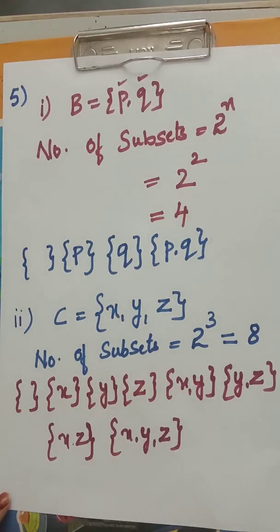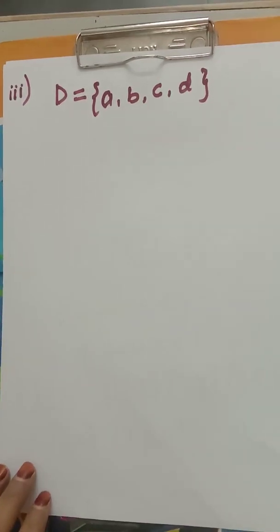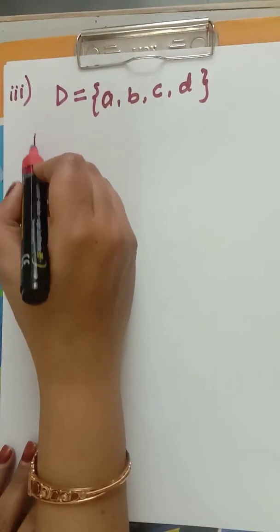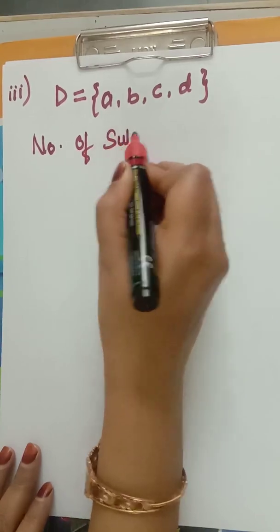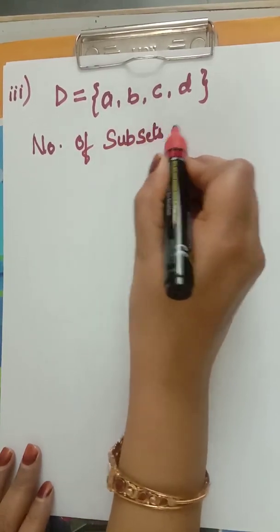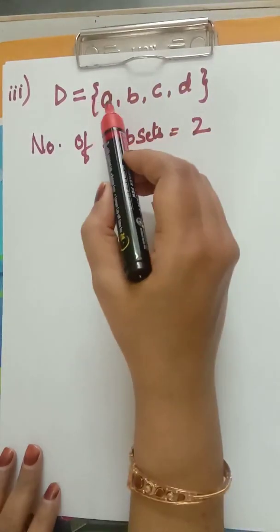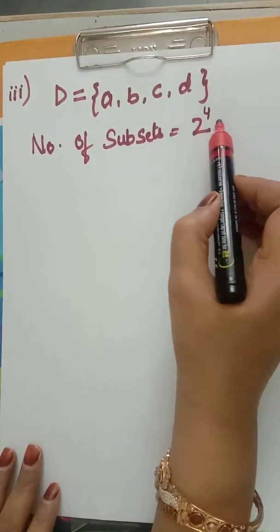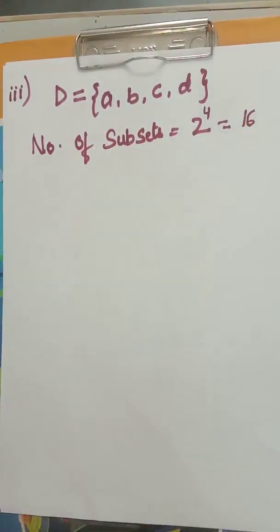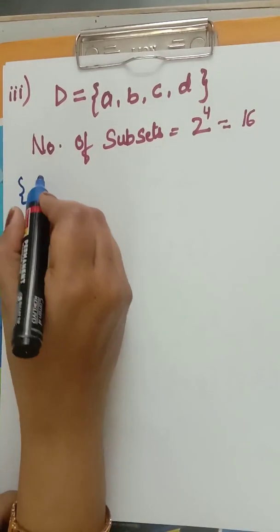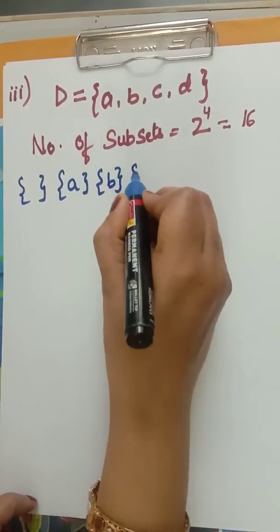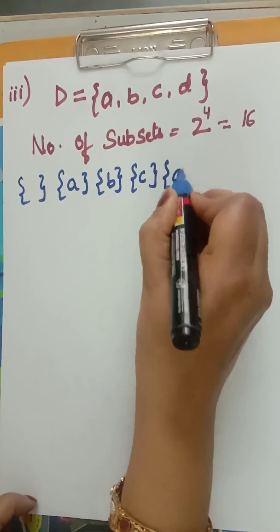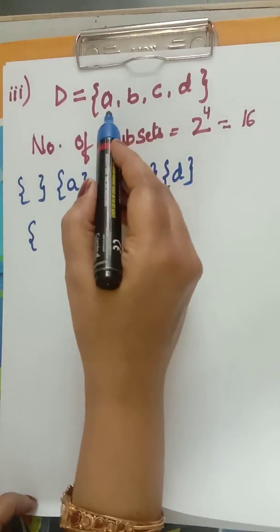D is {A, B, C, D}. So the number of subsets, the formula is 2 to the power of n. So n is how much? 1, 2, 3, 4. So 2 to the power of 4, that means 16. You have to write 16 subsets. The first one is the empty set. The second one is A. Next is B. Next C. D. Now see, we write AB.